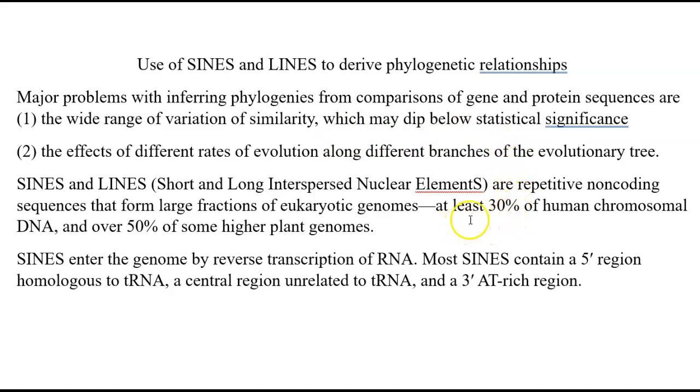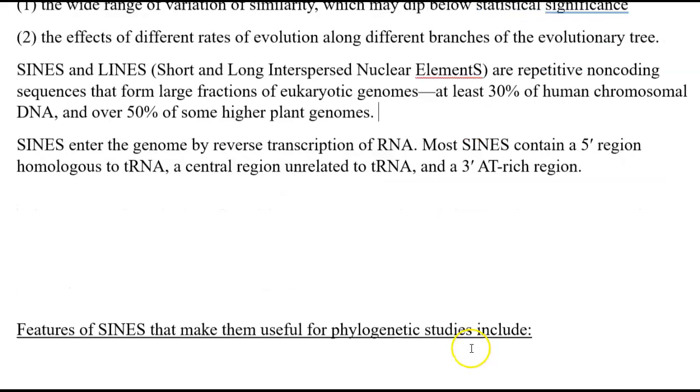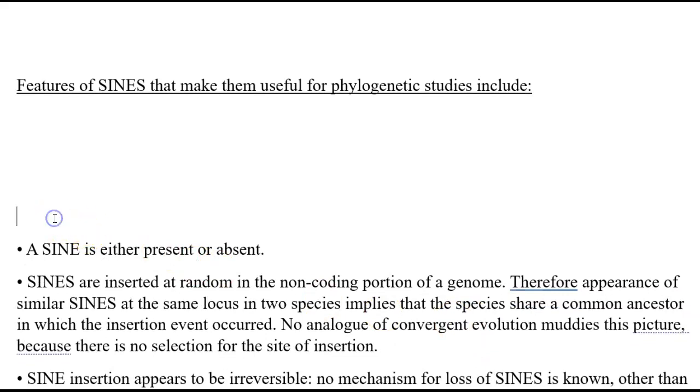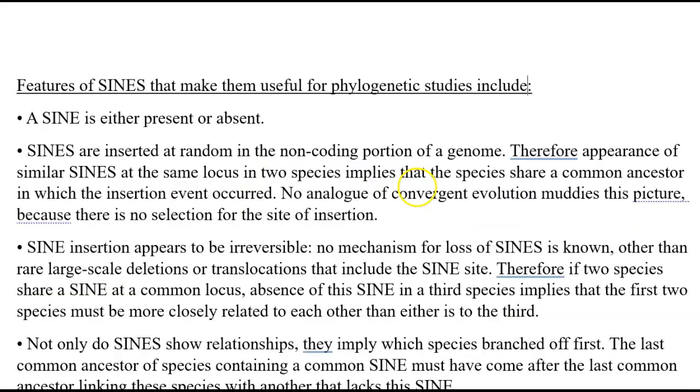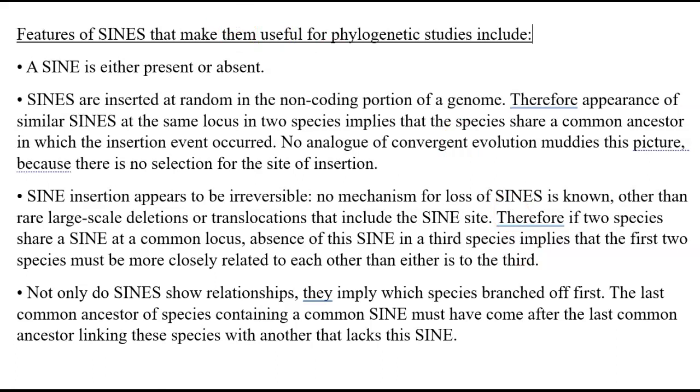So these two have been indicated. SINEs are used a lot more in general for some degree of phylogenetic comparison, and generally speaking, it's because they tend not to code for protein coding parts, which is good. And there are other reasons as well. These are some of the features of why we can use them. Number one, the SINEs are either there or they're not, which is great. So it's a great place to add a new branch from a node.